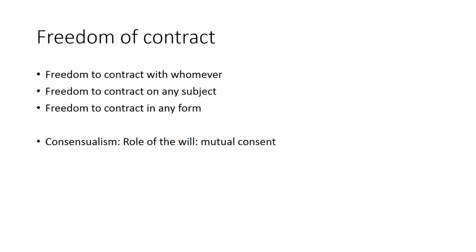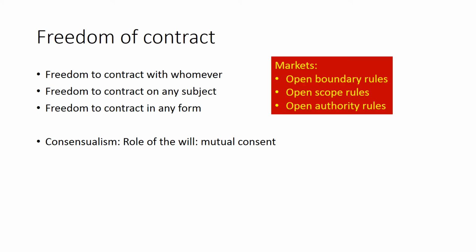Now let's move from the hierarchy model to the market model. And of course the typical legal instrument here is that of the contract. So contract law is the first topic that's important here, and of course here you can see the basics: freedom to contract whomever on any subject in any form, and that of course relates to the rules in the institutional model that we discussed. So contract with whomever is the idea of open boundary rules, so everyone is able to enter the market, there are no market barriers.